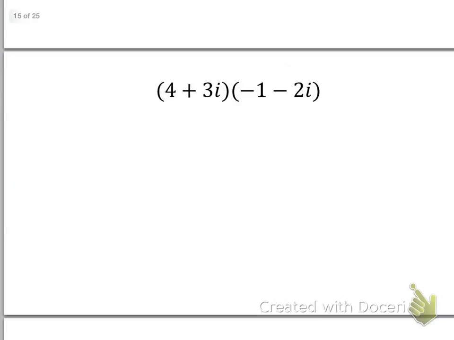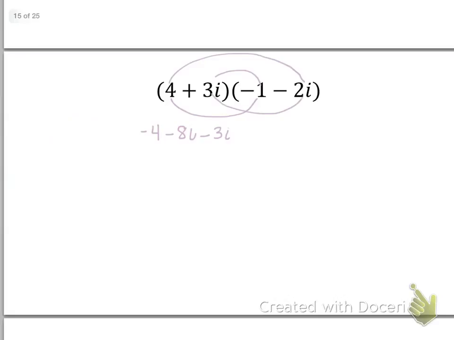Okay, this one, we have 2 terms in each, so I have 2 binomials, so I'm going to have to FOIL it this time. So if I do my first, I got 4 times negative 1, which is negative 4. My outside, so 4 times negative 2i. So 4 times negative 2 is negative 8, and we attach the i. Inside, so we're doing 3i times negative 1. So 3 times negative 1 is negative 3, and we attach the i with it.